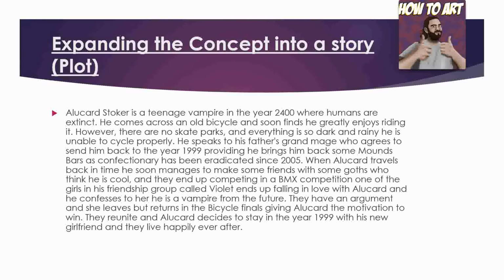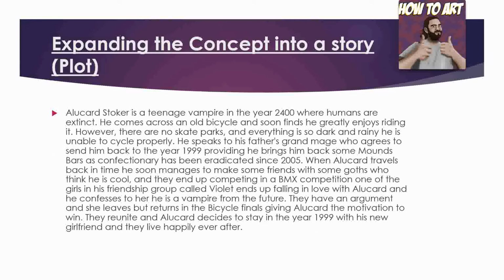Remember when I mentioned my story about the vampire cyclist from the future? Well, as promised, I've written that into a little plot. Check this out, ready? Alucard Stoker is a teenage vampire in the year 2400, where humans are extinct. He comes across an old bicycle and soon finds he greatly enjoys riding it. However, there are no skate parks, and everything is so dark and rainy he is unable to cycle properly. He speaks to his father's Grand Mage, who agrees to send him back to the year 1999, providing he brings him back some Mounds bars, as confectionery has been eradicated since 2005.